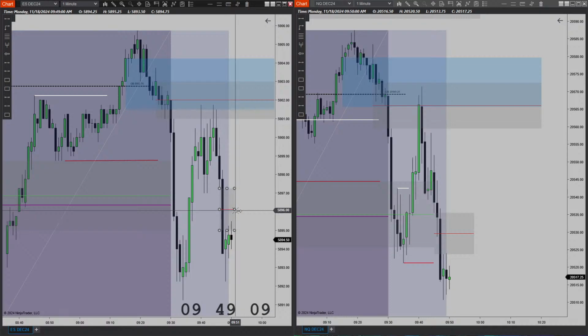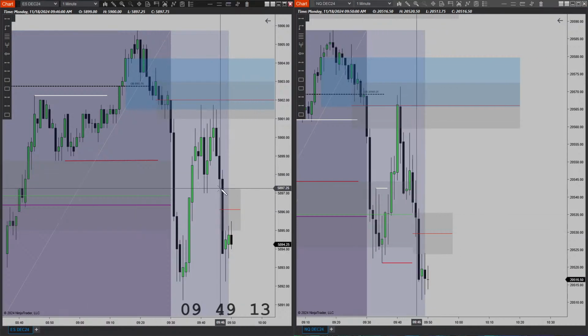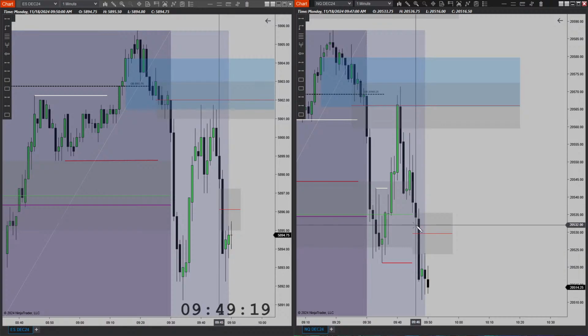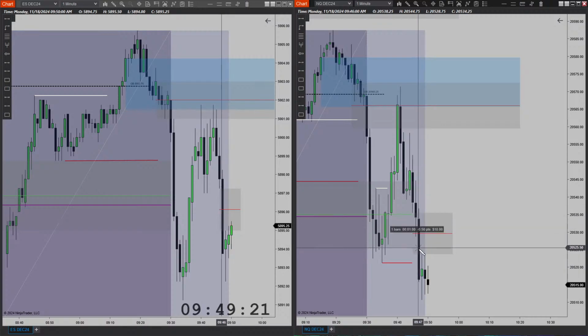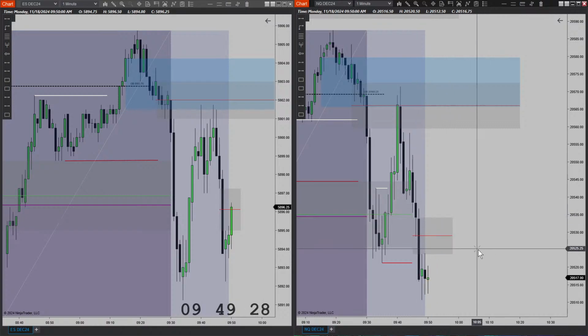I'm going to just write this here. That'd be a 5-point stop, good. And this would be a 10-point stop, if I decide to get long here.